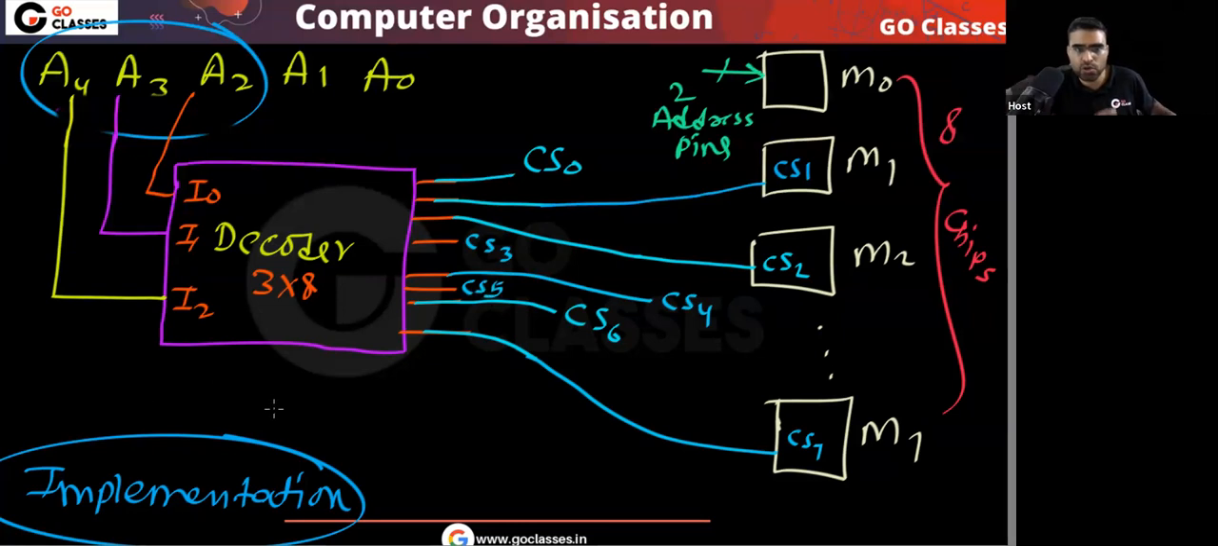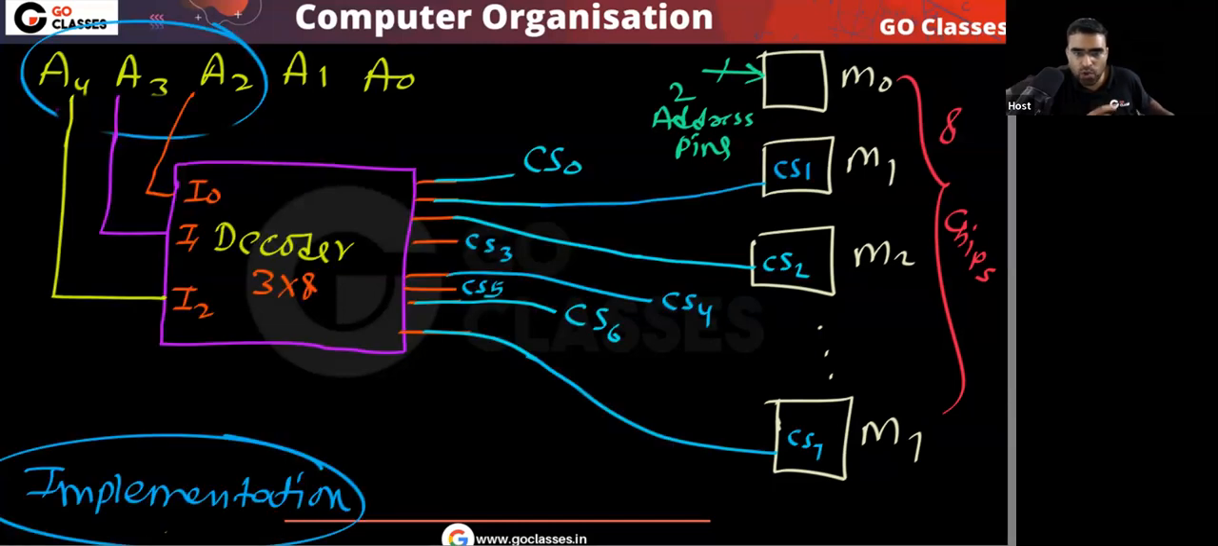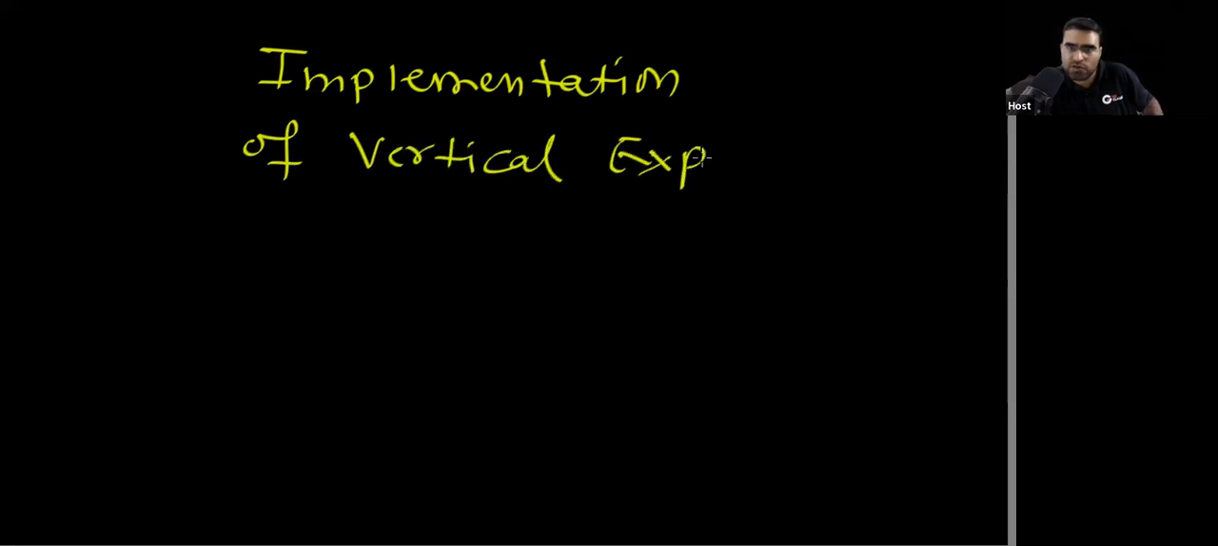Now actually there are 2 situations. If chip select is active low, then what will happen? And if chip select is active high, then what will happen? Basically we are looking at the implementation, right? We want to see the actual implementation of vertical expansion, this is what we want to discuss.